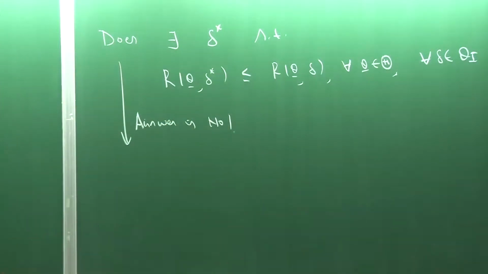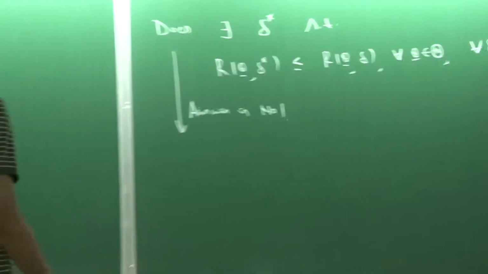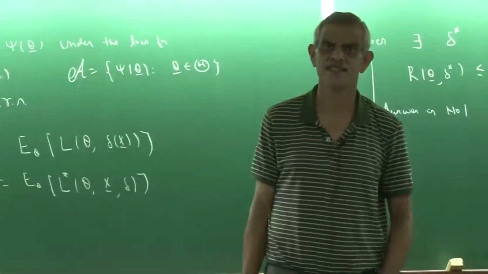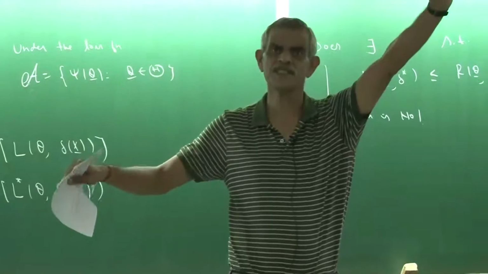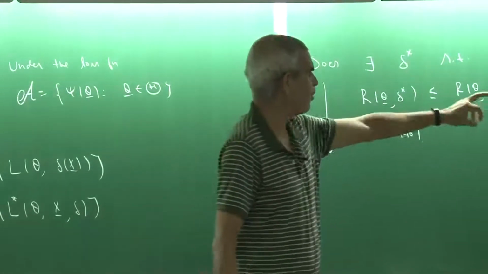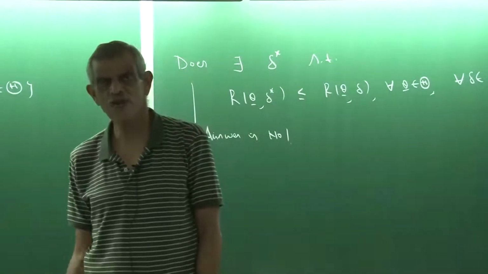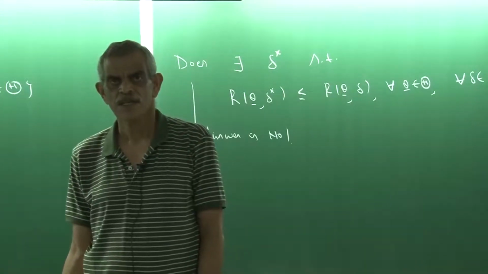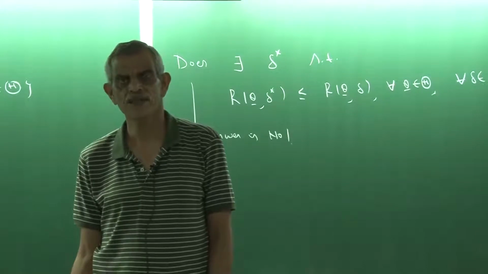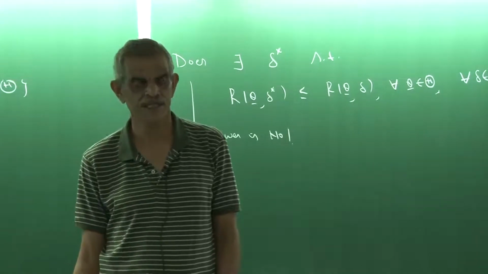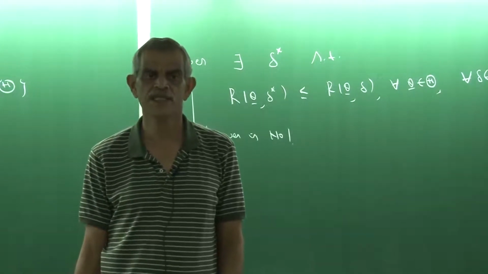no. Why? Because R(theta, delta) is a function of theta. Minimizing a function over all parameter points theta will not be possible. As I told you, you can always consider your estimator to be a constant estimator. Let us say if you are estimating a normal mean, you always estimate the mean by 1.